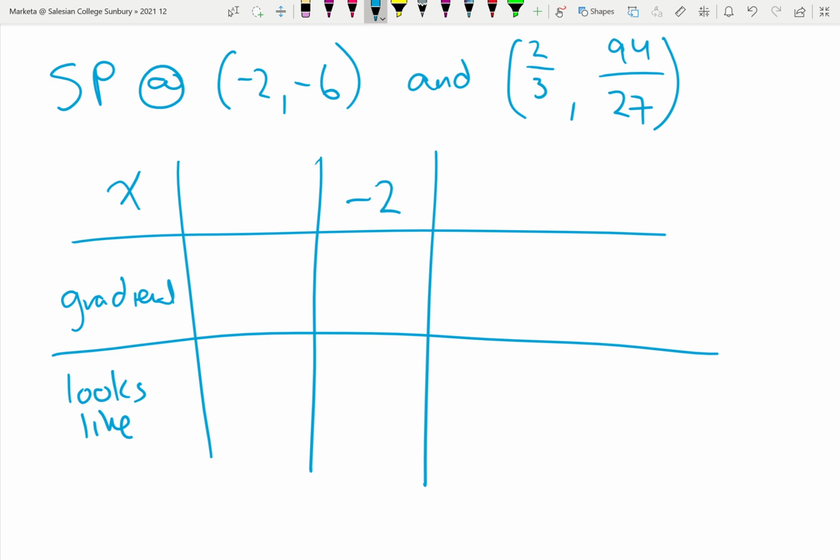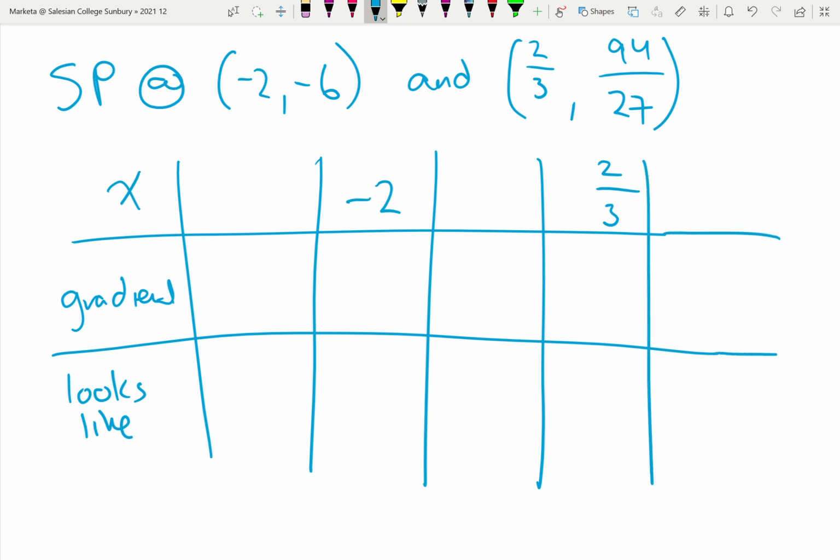Now, the places we know are -2 and 2/3. We want to find out what's on either side of them. So we want a value that's below -2, so let's do -3. A value that's above -2, we can put -1, but 0 would be nicer, easier to sub in. That's got to be lower than 2/3 and higher than -2. And then something higher than 2/3, so 1 would be the option to do.